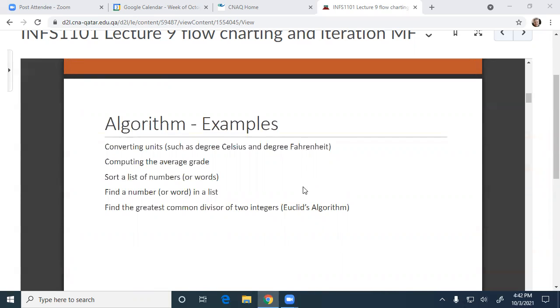Okay, so here are some other examples of algorithms which you may be familiar with. You may have even used these algorithms, and they're not necessarily on a computer. You could put these on a computer, but it's not necessary. So, for example, anybody can pick up and go to a website and convert Celsius to Fahrenheit.